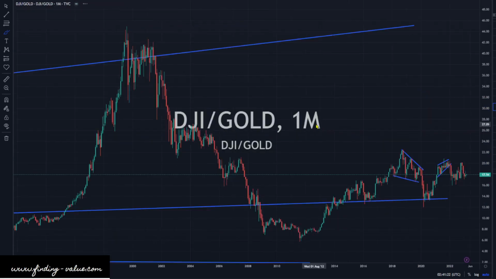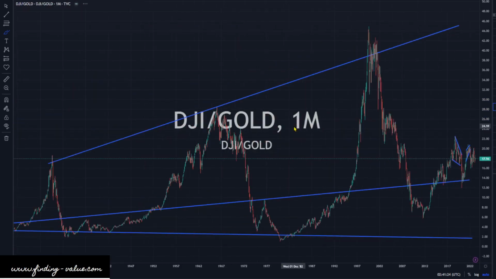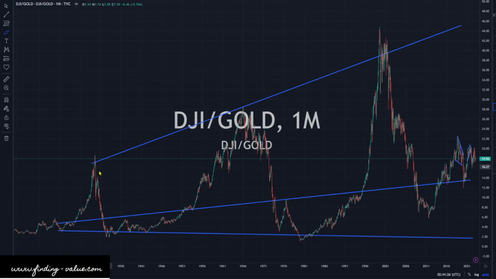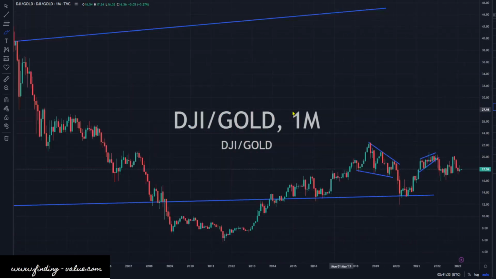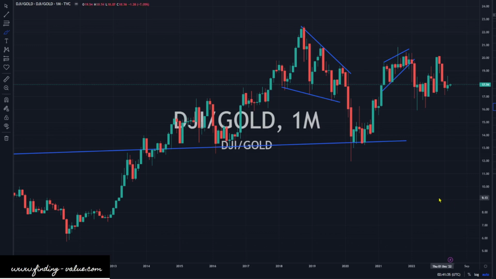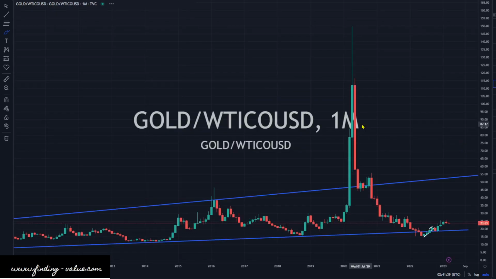Dow Jones Industrial Average to gold. I do think gold's going to outperform it on a long-term basis. Down, and then I think it's going to go down. And we'll see another move lower where gold outperforms the Dow Jones Industrial Average at some point here in the future. And then we've got gold to oil ratio.